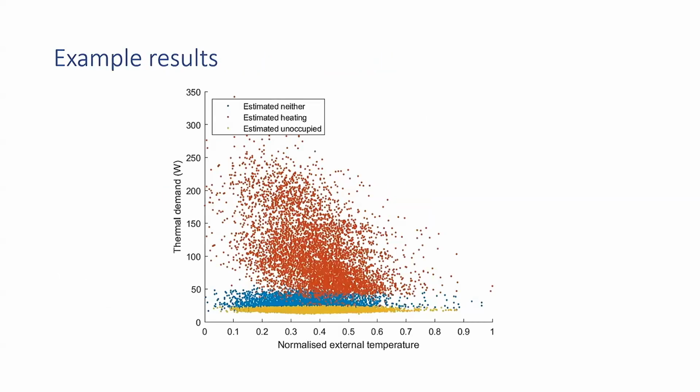So those were some potential extensions, and now some example results. This is a real building from Dunedin, a commercial size building. We've got load on the y-axis and temperature on the x-axis. And I've modeled 3 states. So heating is that top cluster, unoccupied is the bottom cluster, and occupied but not heating is the middle cluster.